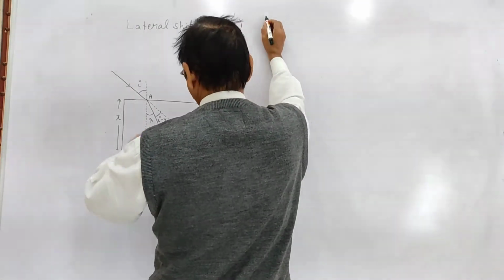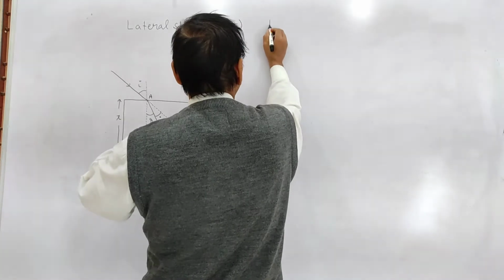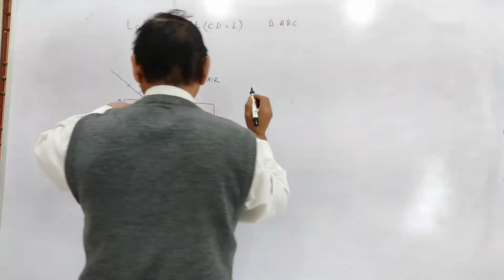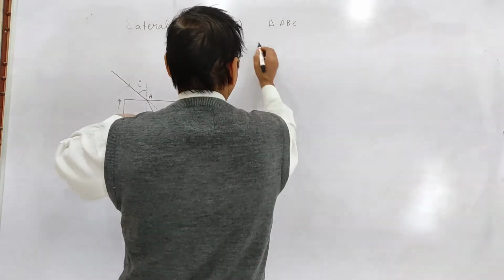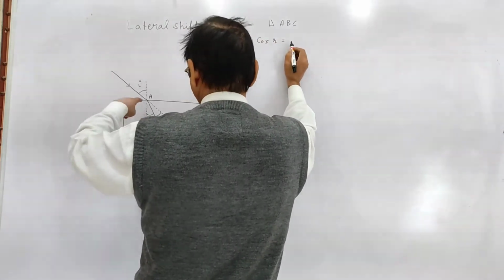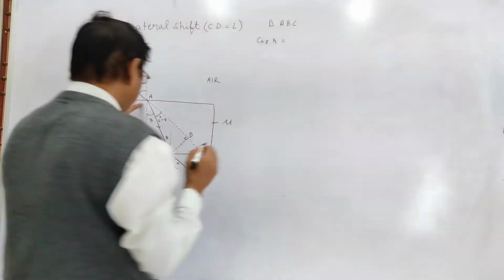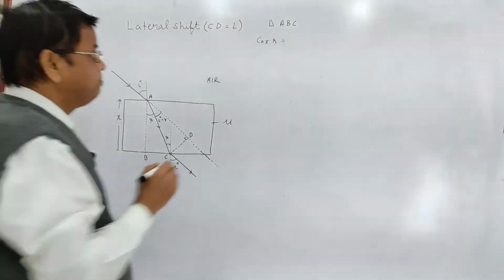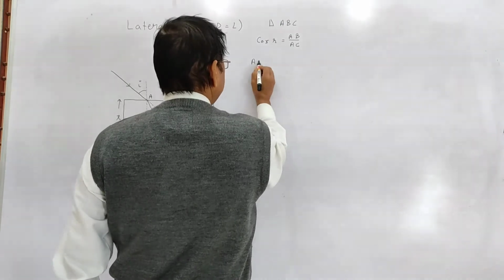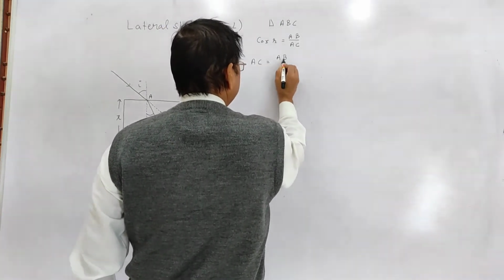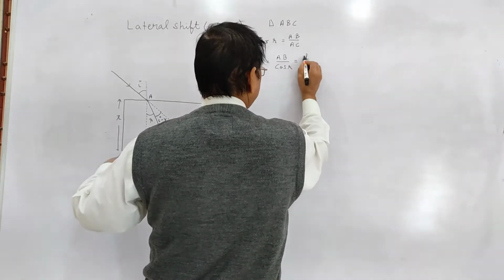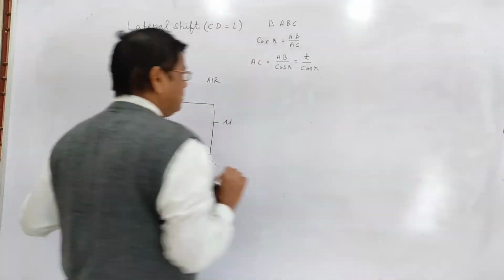So in right angle triangle ABC, if I use cos R, it is base upon hypotenuse, so AB upon AC. So from here, what is AC? It is AB upon cos R, and AB is nothing but the thickness of this glass slab, so it is T upon cos R. This is AC.